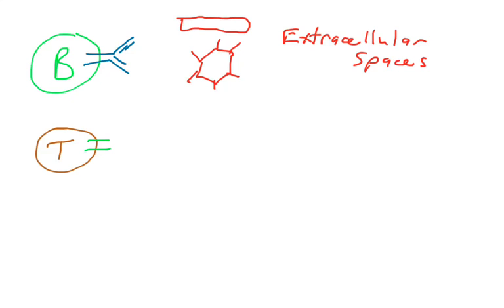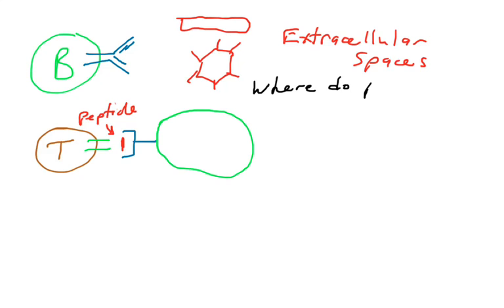With T cells, it's a little different. With T cells, we know that T cells use their T cell receptors to look at not carbohydrates, not lipids, not even whole proteins, but little tiny fragments of proteins we're going to call peptides that range anywhere from 8 to 25 amino acids long. And these peptides, well, where do they come from?